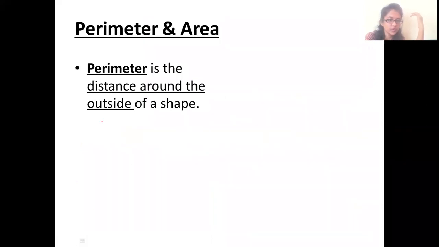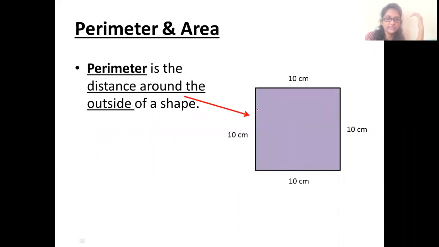First of all, you should know what perimeter is. For that I have taken an example, a square. Square means all four sides are equal. Perimeter is the distance around the outside of a shape. All the four sides are 10, so to find the perimeter, we have to add all four sides.